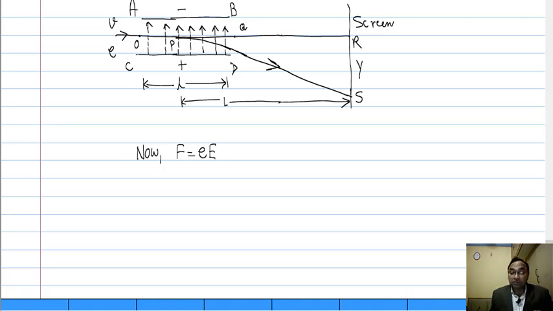But F we can say is m into A, because when a charged particle is released in an electric field, it is accelerated. So, that is an accelerating force. Therefore, we can say m into A is equal to Q into E. From this we can say that the acceleration is, this Q is E, by m. This is the acceleration with which it goes.